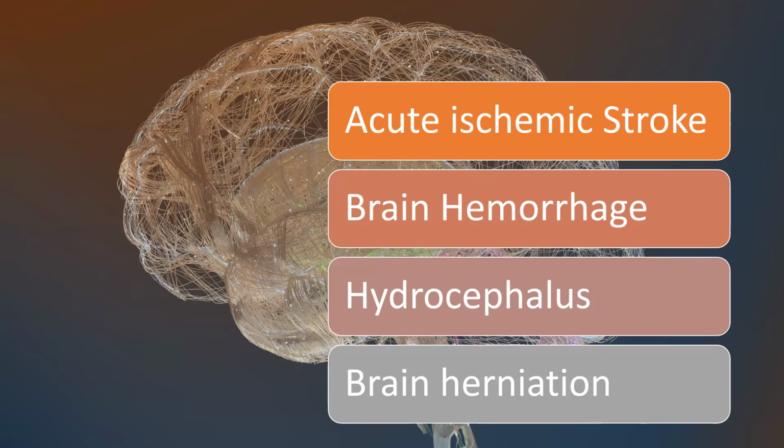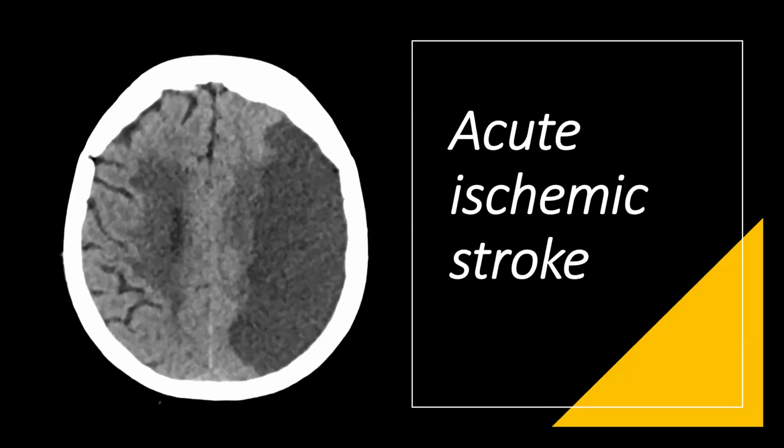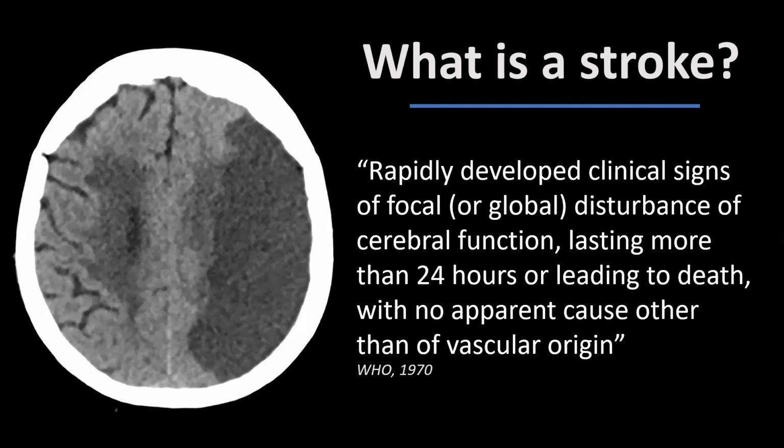Now let's talk about several entities in a bit more detail. Keep in mind this is going to be a short presentation, so it just covers the basics. It's just to get you started. I'm going to talk about acute ischemic stroke, brain hemorrhage, hydrocephalus, and brain herniation. We're going to start with acute ischemic stroke.